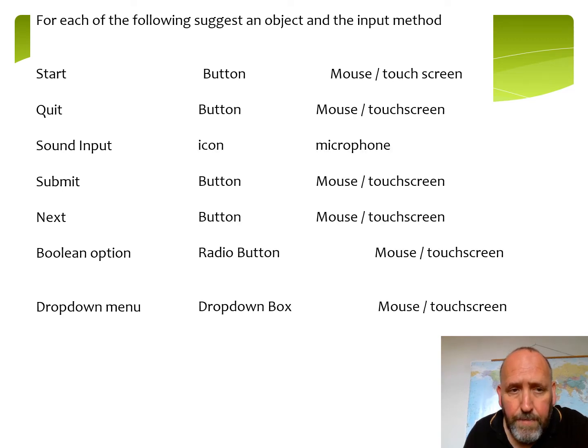So here we go. Quit's going to be a button. It's going to be a mouse or the touch screen. Sound input, that's going to be one of the microphone icons and it's going to be a microphone that does the input. Submit is going to be a button, it's going to be a mouse or a touch screen. You can click it either way or touch it. Next is a button, mouse, touch screen. A Boolean option, one way, is a radio button, a mouse, touch screen. Drop down menu, drop down box, mouse, touch screen. You can do them with the touch screen or a mouse.